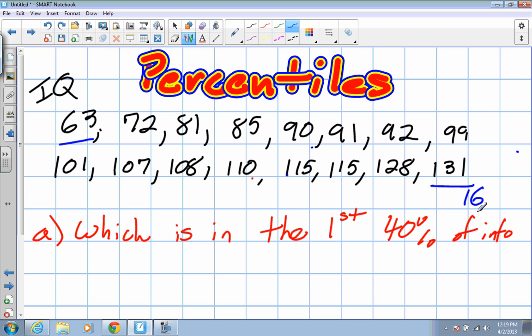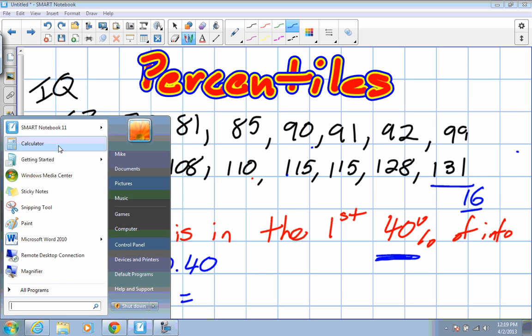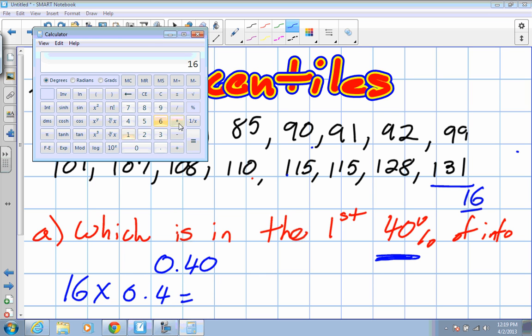16. Great. So we have that number 16. What we're going to be doing is we're going to take this value and multiply by the percentage we're trying to find. Because there are 16 pieces of information, and remember, it's whole numbers here. How do I turn 40% into a decimal? That's right. We would divide it by 100. So in other words, this would be 0.40 or 0.4. So we're going to multiply 16 times 0.4. Take out our calculator here. And we get 16 times 0.4 equals 6.4.